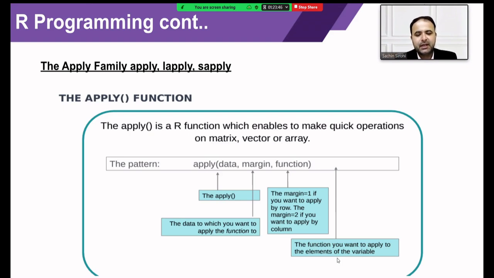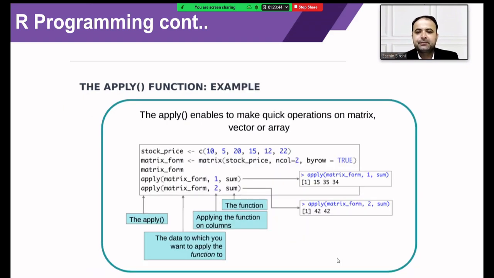So it is all about the apply function concepts. How can we do this? Let's see the example. Apply function example. The apply function is able to make quick operations on a matrix, vector, or array. So it is a vector: 10, 5, 20, 15, 20, something like that.